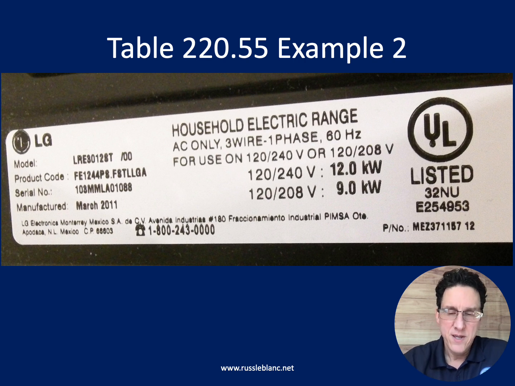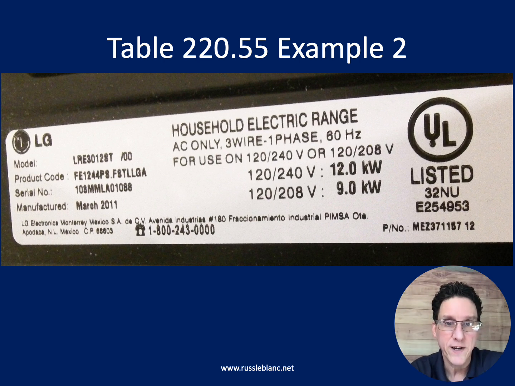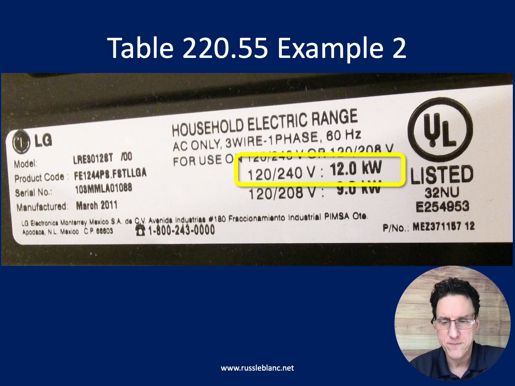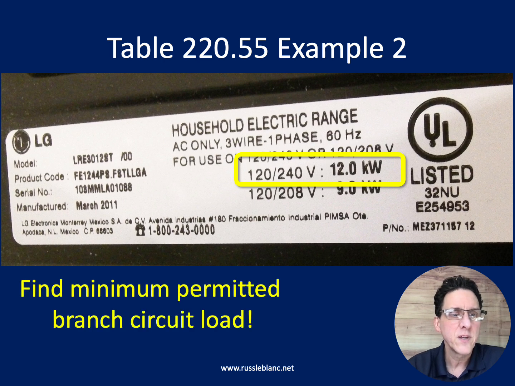Okay, let's do another one. And notice on this nameplate, there are two ratings, right? We have the 12 kilowatt rating. That's for when it's connected to 120/240, or 9 kW when it's connected to 120/208. You might have 208 in an apartment building, for example. So in that case, you use the 9 kW for doing your load calculations. In a house where there's 240 volts, you use the 12 kW rating. Okay, so we're going to stick with the 12 kW rating. We'll say it's connected to 240 volts.